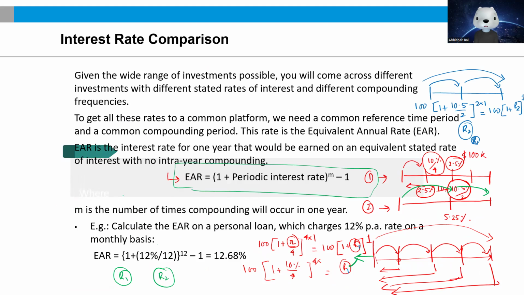the effective interest rate formula, wherein it is stated that EAR is equal to (1 + r/m) to the power m, minus 1.